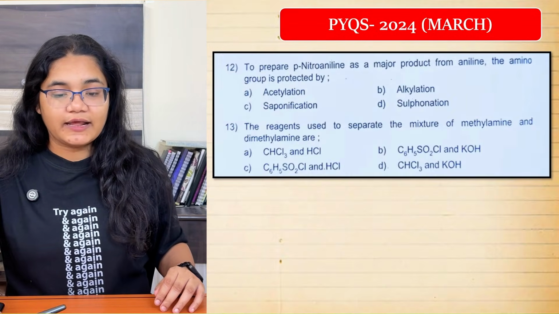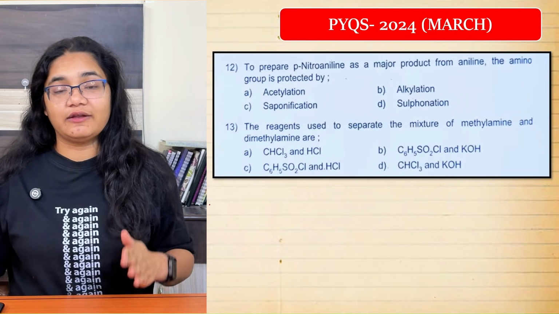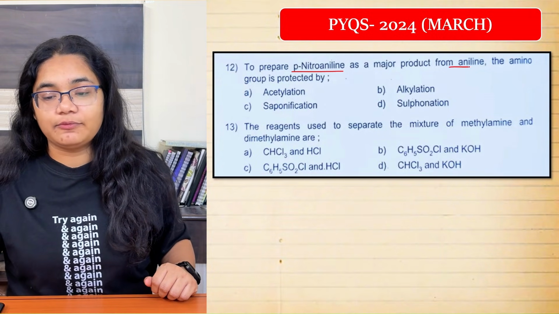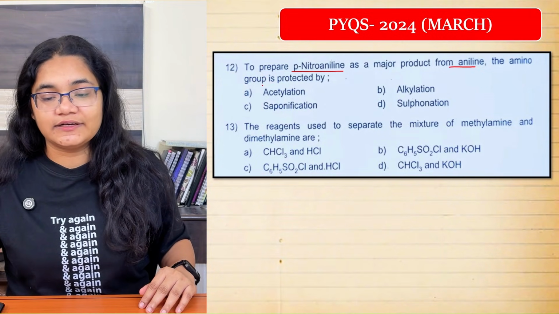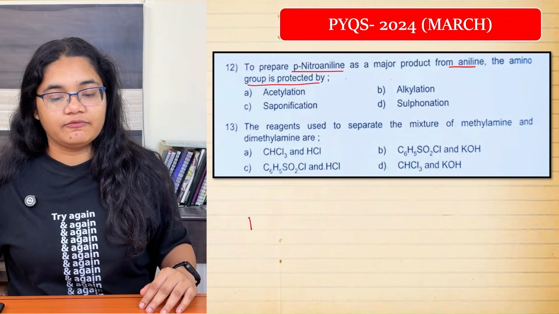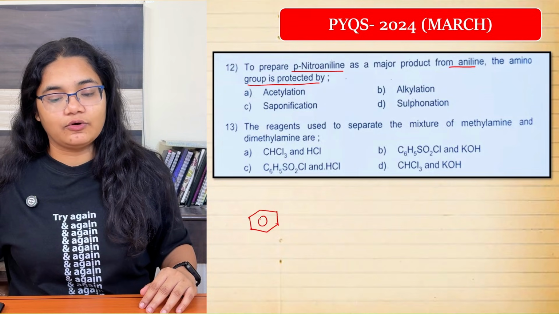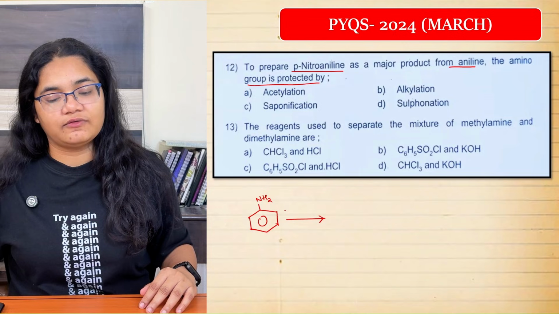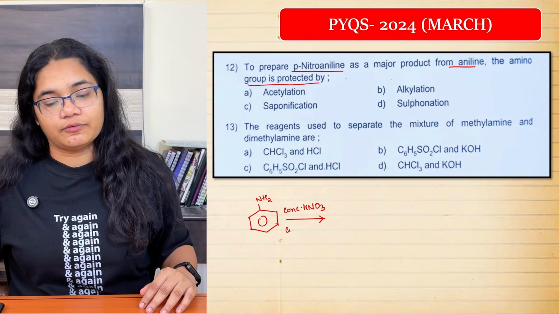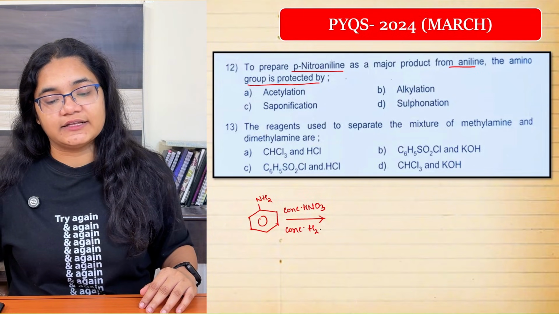Now coming to the next one, PYQs of 2024 March. To prepare para-nitroaniline as a major product from aniline, the amino group is protected by. So if you have remembered, for example, if I take normal aniline and if you do nitration, for nitration we need concentrated HNO3 and H2SO4. Right, so I'm just revising the reagents here also.